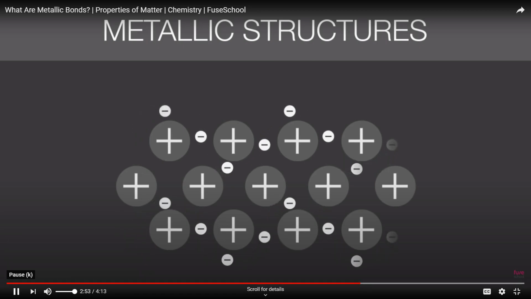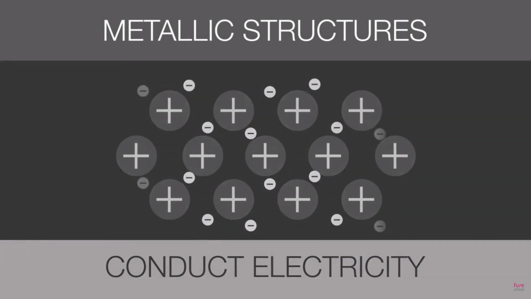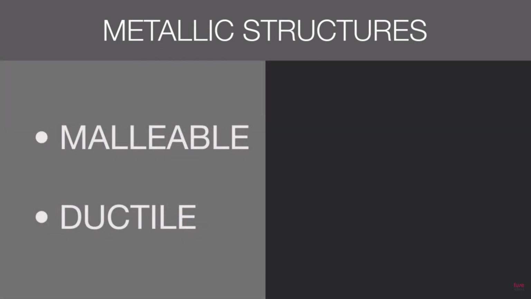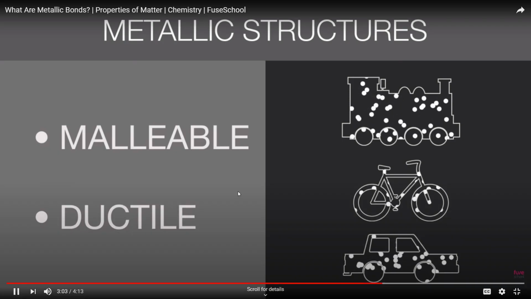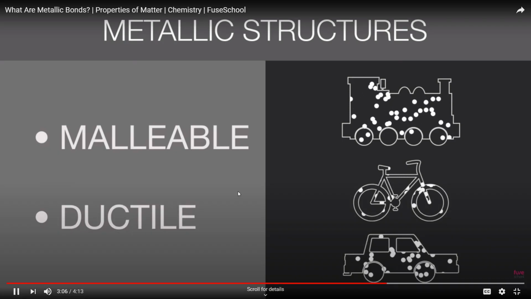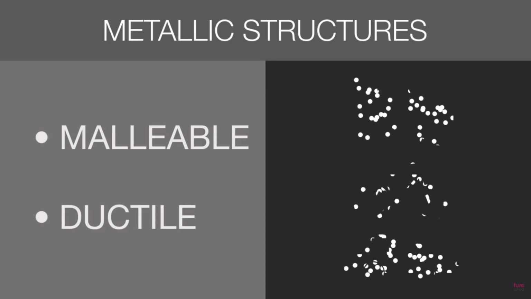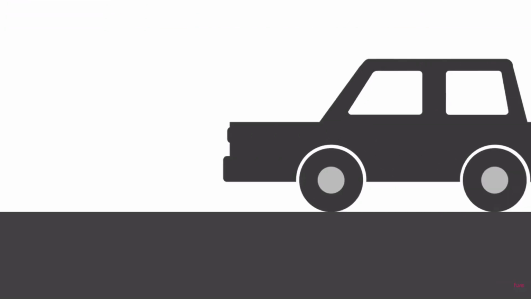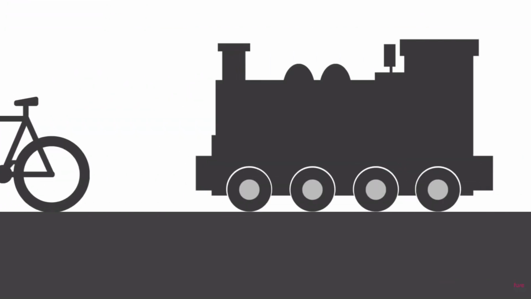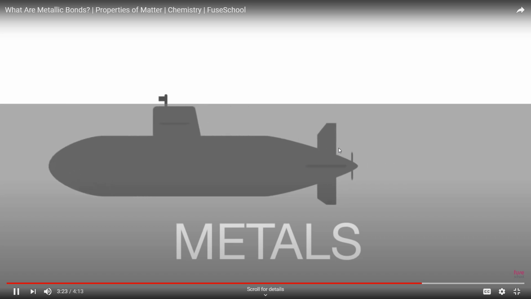Free-floating electrons are the reason why metals can conduct electricity. Metals are malleable and ductile because no matter what shape the metal takes, the free-floating electrons will conform to that shape. The strong electrostatic attraction will remain, and therefore the structure stays intact. Let's think about it. Cars and bicycles, trains, planes, buildings, cutlery, spectacles, furniture, and endless items can be made from metals.